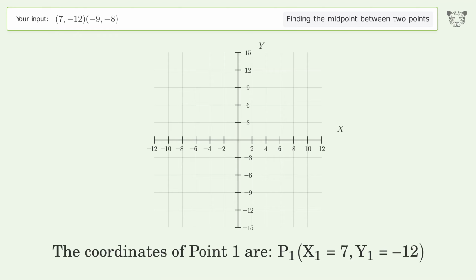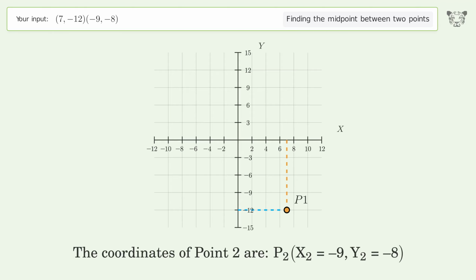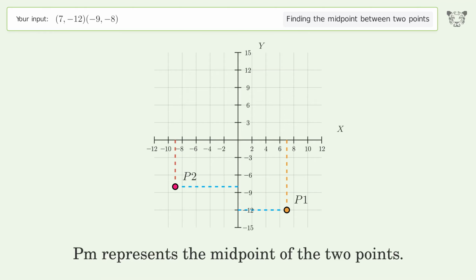The coordinates of point 1 are, x1 equals 7, y1 equals -12. The coordinates of point 2 are, x2 equals -9, y2 equals -8. PM represents the midpoint of the 2 points.